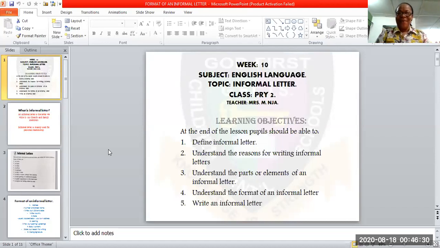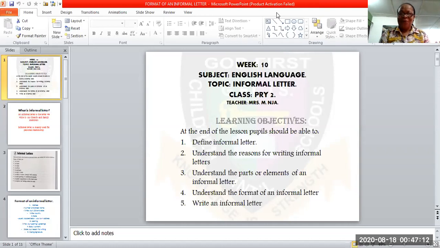Informal letters are letters that you write to your friends, to your wonderful members of family, to your beloved ones. Informal letter is in English language. We are going to learn informal letter in English language. Are we together? Beautiful. And so we go on.